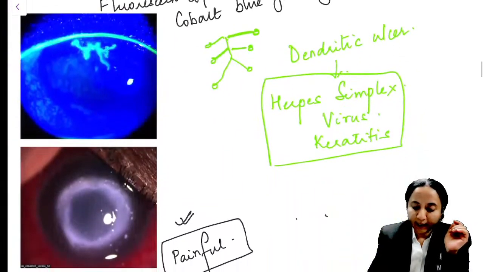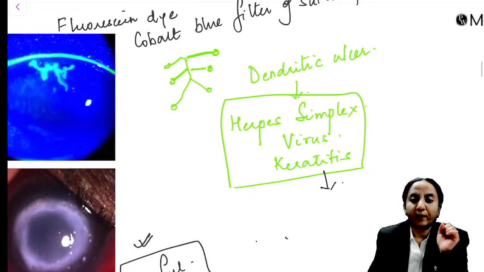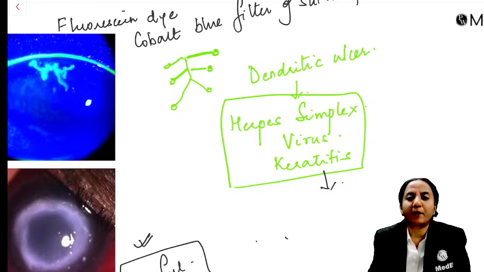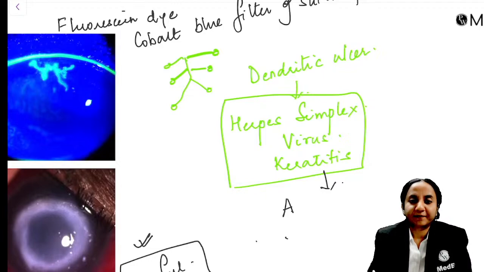Now tell me, what is the drug of choice for HSV dendritic ulcer? If it is HSV dendritic ulcer, what is the drug that you will give here? Again, important question, very, very commonly asked. Here the drug that is to be given is, I have already written the first. What is the drug to be given, drug of choice for HSV dendritic ulcer?